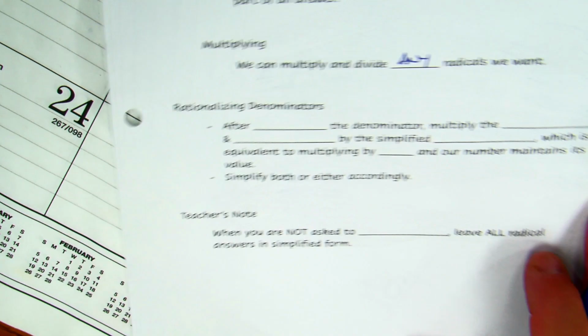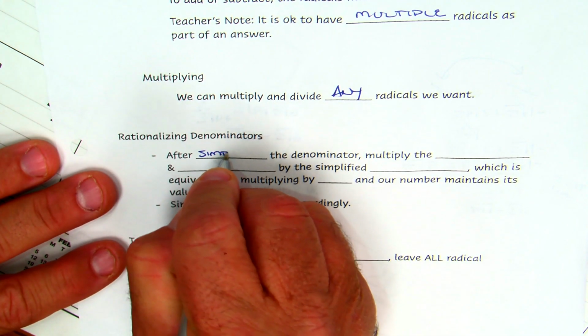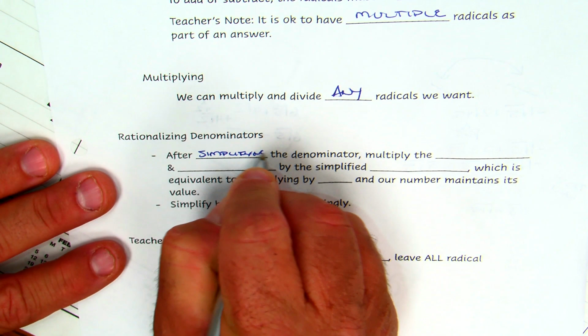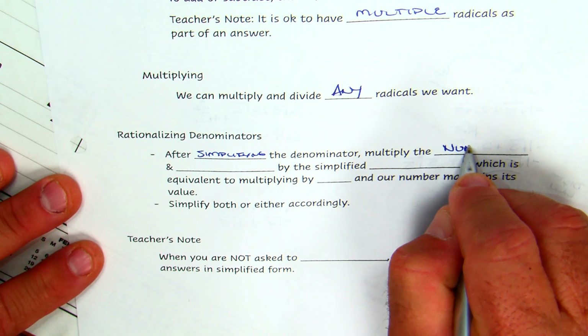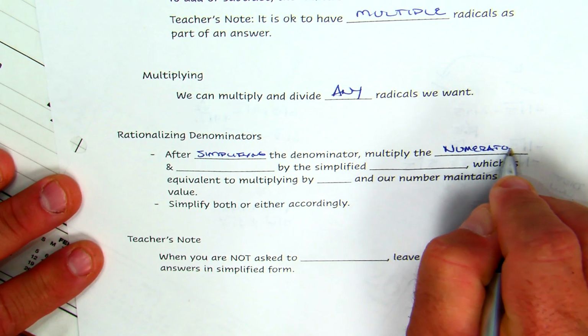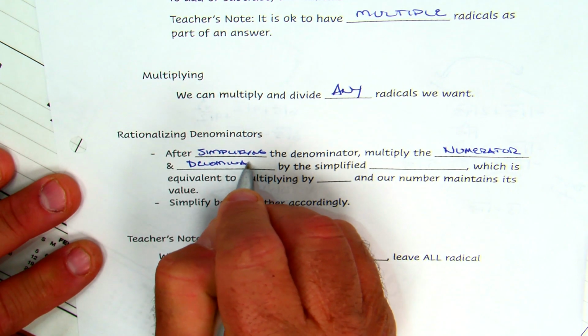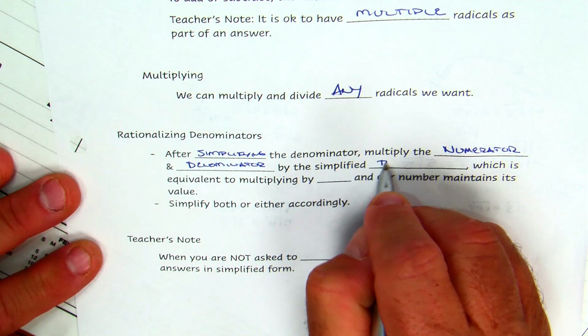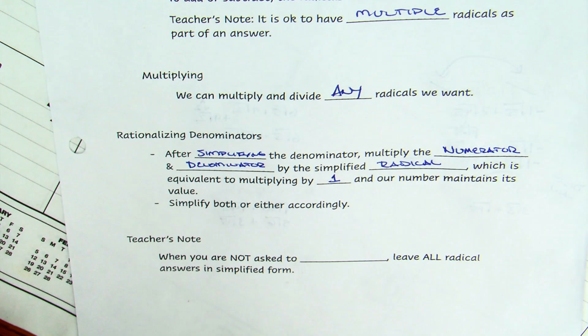Now, when we divide, we've got to talk about what's called rationalizing denominators. After simplifying the denominator, multiply the numerator and denominator by the simplified radical, which is equivalent to multiplying by 1, and our number maintains its value. Simplify both or either accordingly.